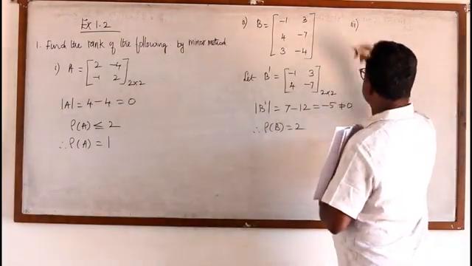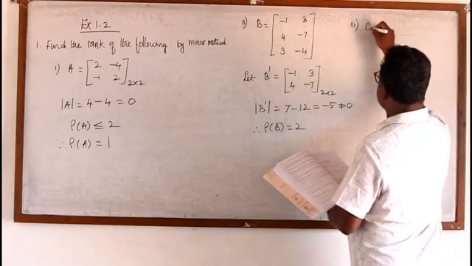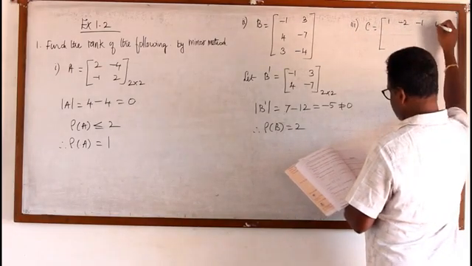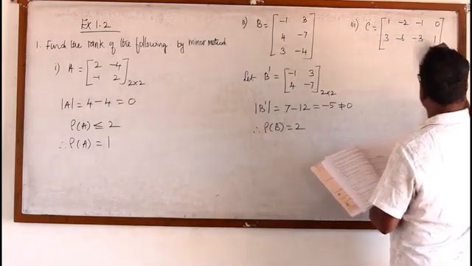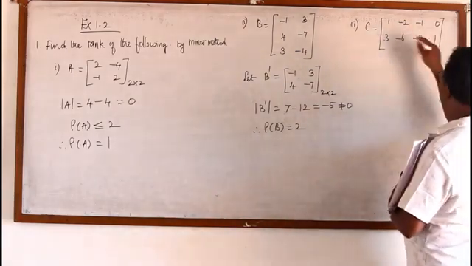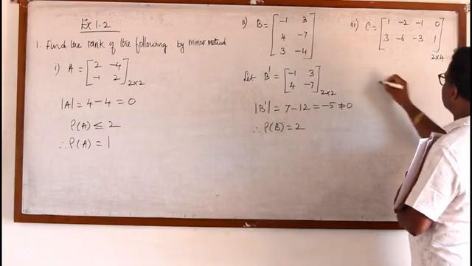Third one. Suppose I take C: 1 minus 2 minus 1, 0; 3 minus 6 minus 3, 1. So again, this is 2 rows, 4 columns. So I can go for a minor.